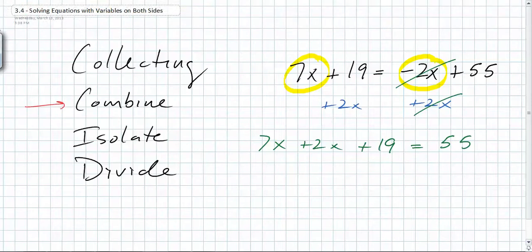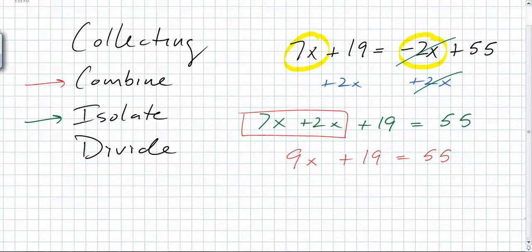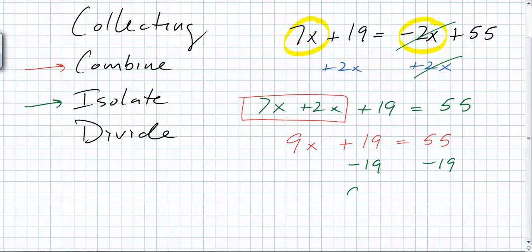Next, we are going to combine. We have two terms we can combine, 7x and 2x, because they are like terms. You have 7 of one of them and 2 of the other, which means you're going to have 9x plus 19 equals 55. We're then going to isolate the variable term, and to do that we need to get rid of that 19, so we're going to subtract 19 from both sides, leaving us with 9x equals 36.